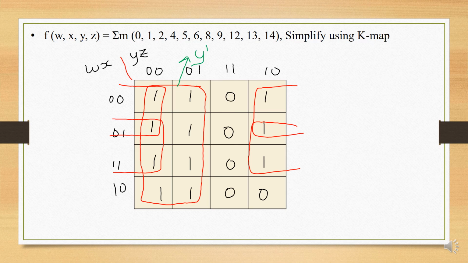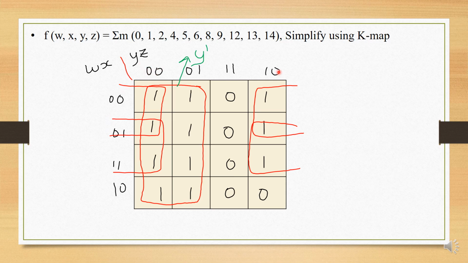Let us go for the second one. Second grouping is this. If you look into the rows of this grouping, these two rows have been occupied by this square, and these two columns have been occupied by this square. Let us first consider the rows of the quad here. When you look into the variables WX under the row, we have constant value 0 for variable W. So we will consider W bar in the rows. Let's go for the columns now.